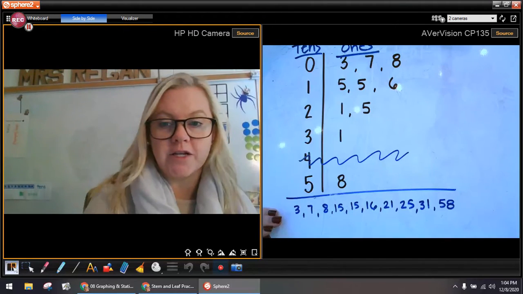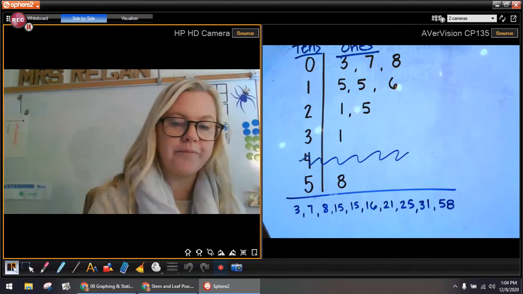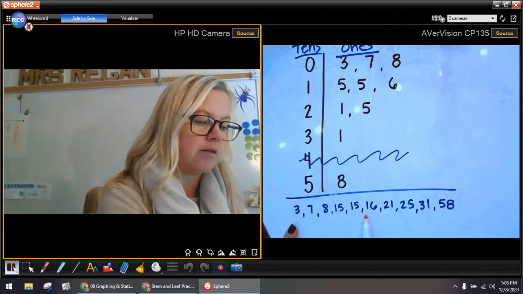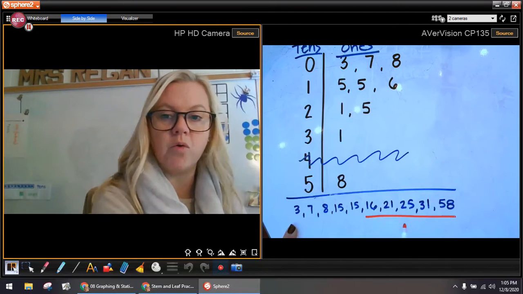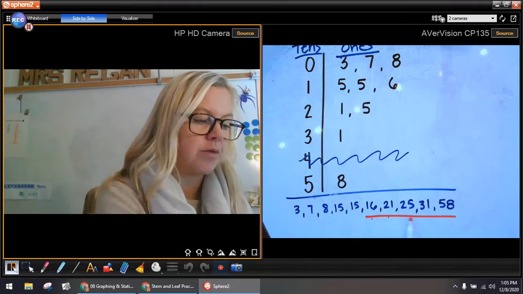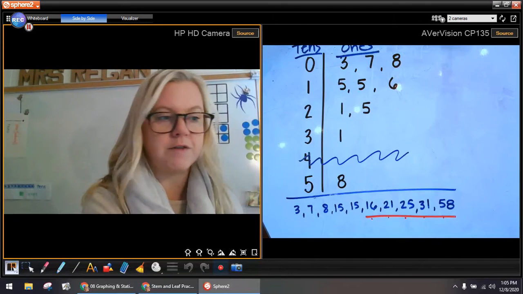According to this information, how many numbers are more than 15? So I'm going to look through my list of data and say, well, these are all of the numbers that are more than 15, greater than 15. 1, 2, 3, 4, 5. So there are 5 numbers greater than 15.